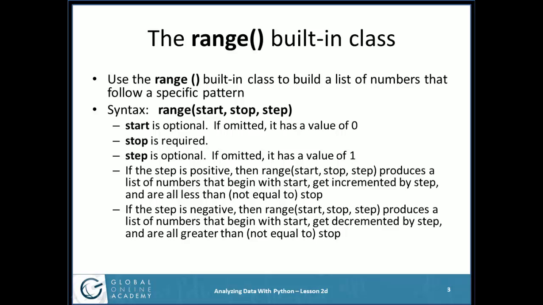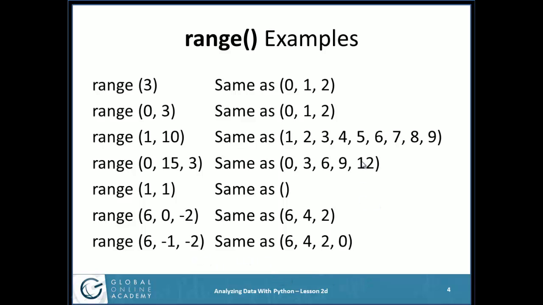You can also make the step negative instead of positive. If you do that, then it produces a list of numbers that begin with start, and they go down by whatever your step increment is, and they all have to be greater than, but not equal to, the stop value. Here's a bunch of examples. Range(3), that's the same as if we said 0, 1, 2. Range(0, 3), that's the same as if we said 0, 1, 2. Range(1, 10) gives me the numbers 1 through 9. That's a tough thing to get used to in Python. Range(1, 10) does not give you the number 10. It goes up to, but not including, 10. Range(0, 15, 3) gives me 0, 3, 6, 9, 12. Range(1, 1) gives me nothing. It would start at 1, but it's got to stop before it gets to 1. So if you have a for loop with that, it won't execute at all.